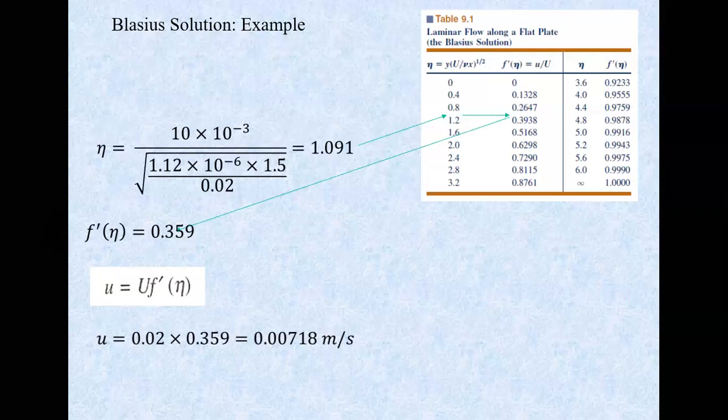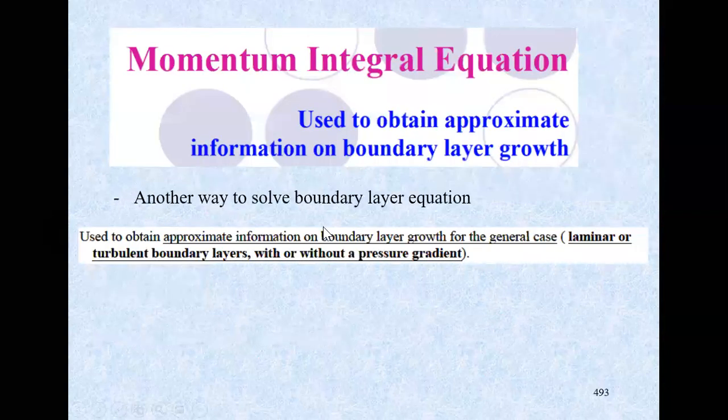The second approach to do this is using what we call the momentum integral equations. This one is used to obtain approximate information on boundary layer growth, and it can be applied to laminar or turbulent boundary layer, with or without a pressure gradient. So it is more comprehensive compared to the Blasius solution. We'll have an example comparing both of the approaches to solve this.